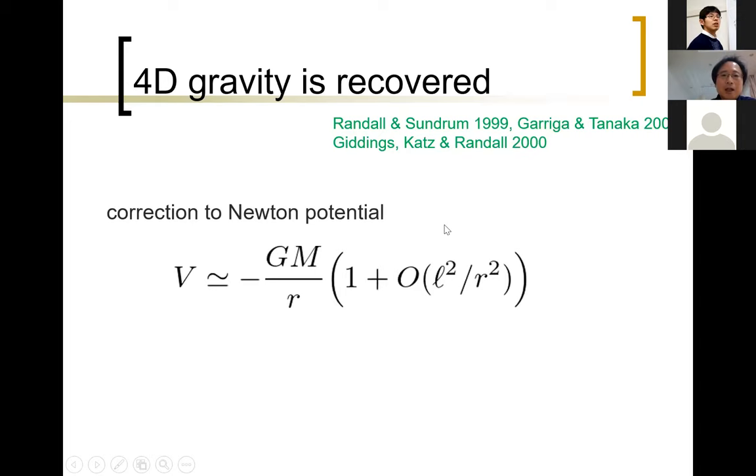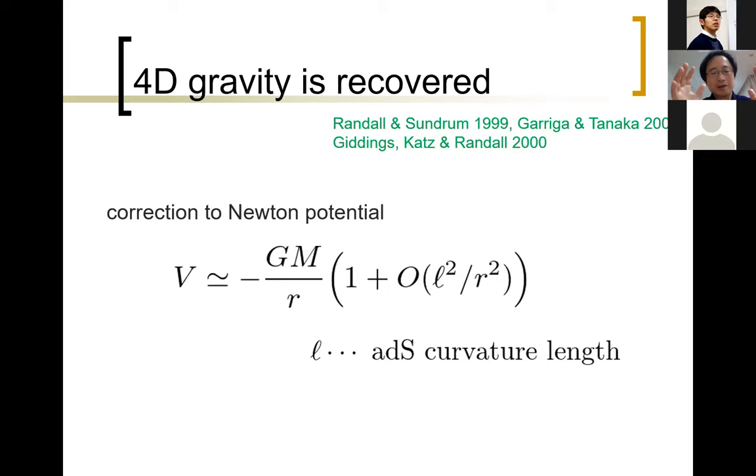They have this expression for the gravitational potential. There is a correction term. L is the AdS curvature length, and AdS is anti-de Sitter space-time. In this model, in some sense, the length of the extra dimension is infinite, so at first glance it's not trivial to recover four-dimensional gravity. We know that the gravity is localized on the brane, so we can show the recovery of four-dimensional gravity at large distance.